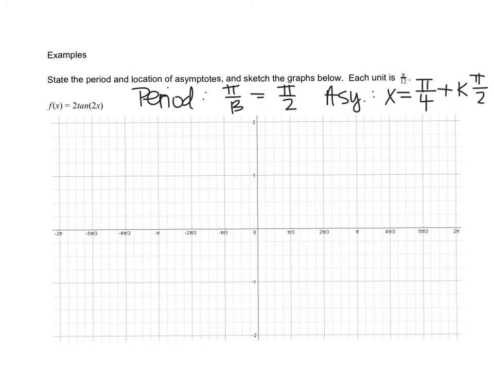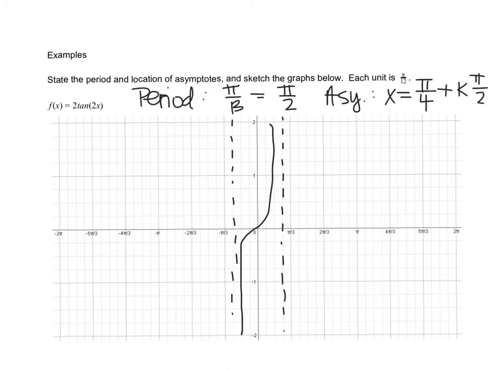So we want to graph our asymptotes first. So pi over 4 and negative pi over 4. And then the distance between negative pi over 4 and pi over 4 is pi over 2. So then if I just graph my tangent function between those, this is one period of our function f of x equals 2 tangent of 2x.